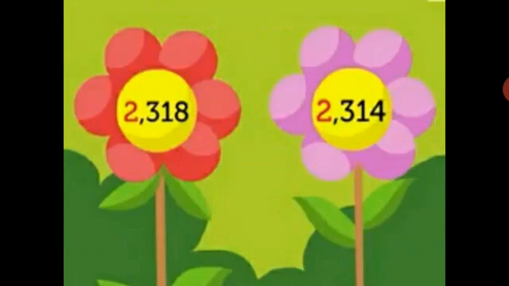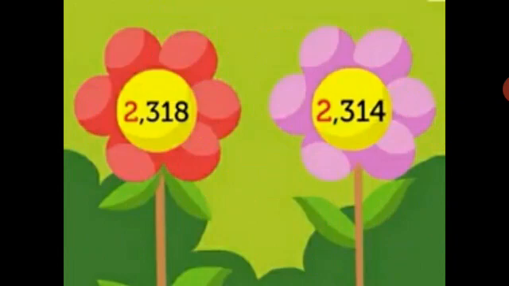Next, step number 2: first you want to compare the thousands place number. 2318, what is the thousands place number here? 2. Very good. Here 2314, what is the thousands place number? 2. So both the numbers are 2. So both the numbers are the same. This is the second step. Since both are the same, next you want to compare the hundreds place number.